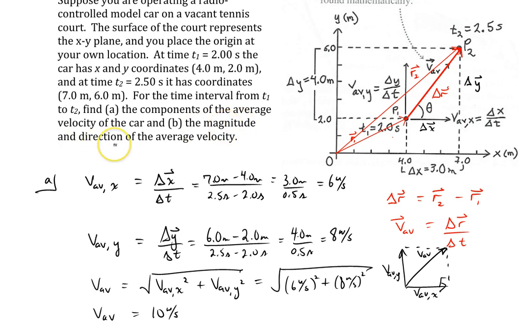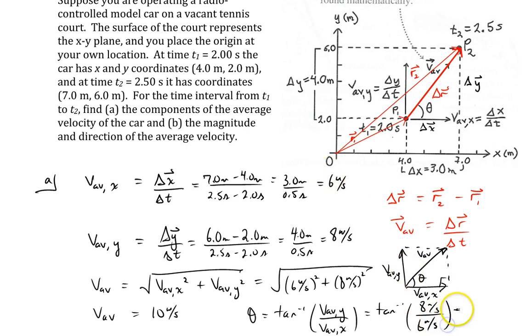We still need to find the direction of that. So we're looking for this angle theta. So the angle theta can be determined by, well, that's right in here. Remember that this along the y-axis here is the average velocity along the y direction here. So we could use the arctan of the opposite, which is the average velocity along the y-axis, divided by the adjacent, which is the average velocity along the x-axis. Let's substitute in. We have 8 meters per second divided by 6 meters per second. And when you do the arctangent of that, you will get an angle of 53 degrees above the x-axis.